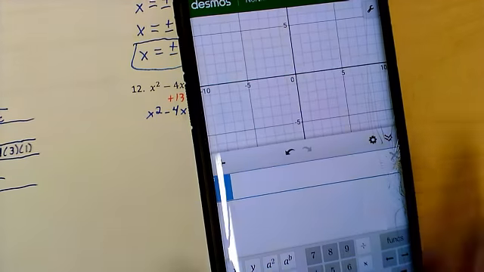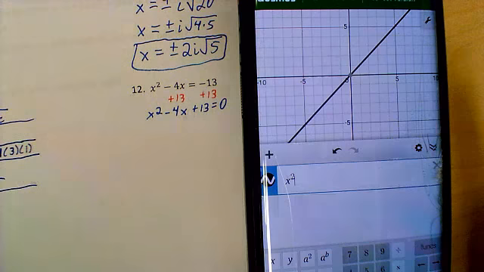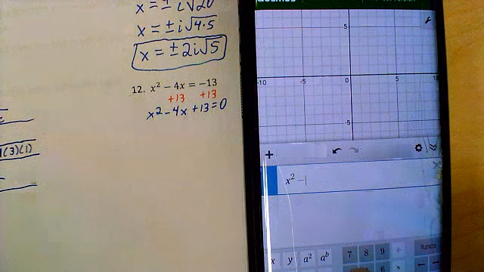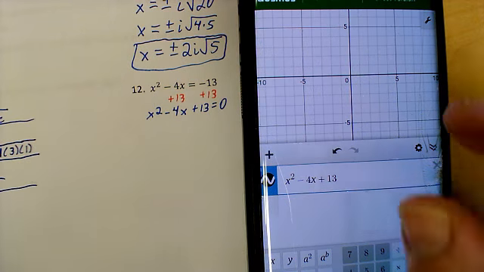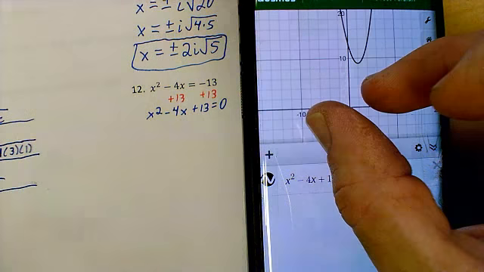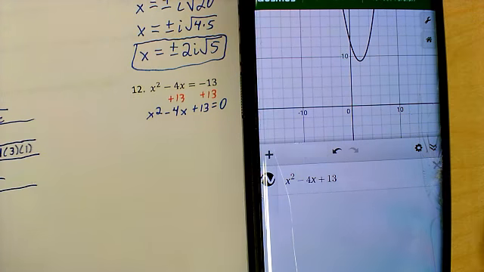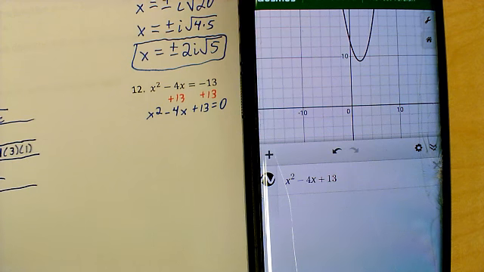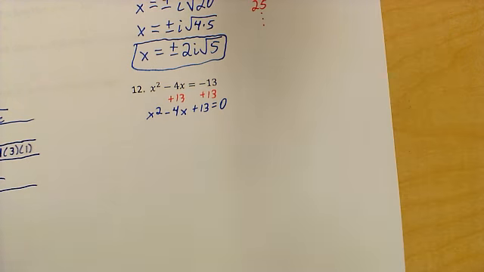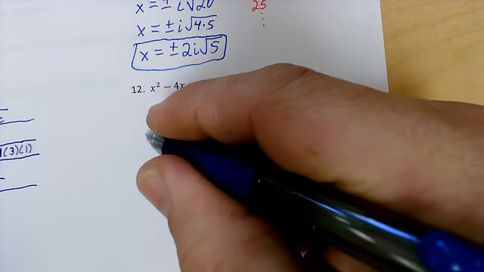So here's my calculator. I'm going to go ahead and type in x squared minus 4x plus 13, since that's what made it equal 0. Whoa, I don't even see it. I'm going to zoom out a little bit. Okay, so since this is not intersecting the x-axis, I know I'm going to end up with imaginary roots, and I might as well use the quadratic formula like I did on the previous one. So I'm going to go ahead and set that up.